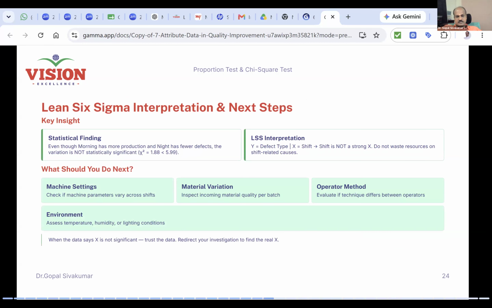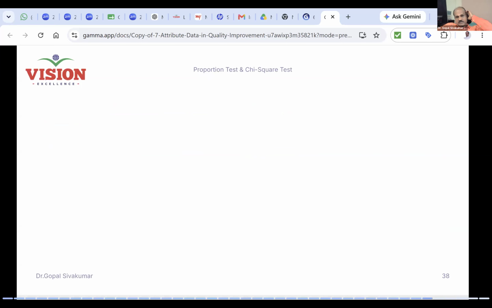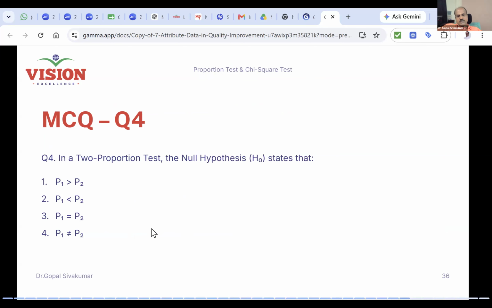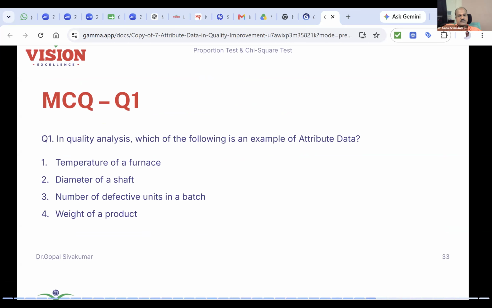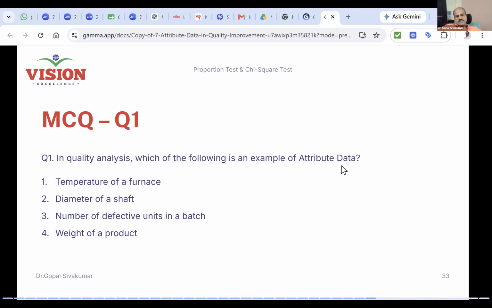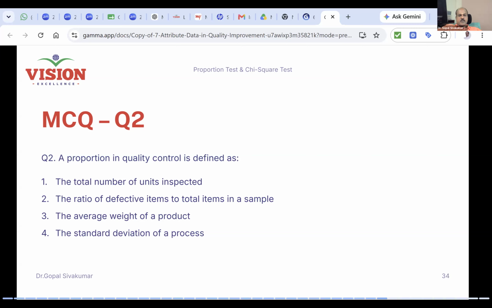These are self-explanatory. You can use it in this manner. Okay, so anyway, I'll take some questions and then I'll show you how to use Minitab and do it. Now tell me, in quality analysis, which of the following is an example of attribute data? Number of defective units in a batch. Perfect. Proportion in quality control is defined as what? What do you mean by proportion? The ratio of defective items to total items in a sample. Very good.